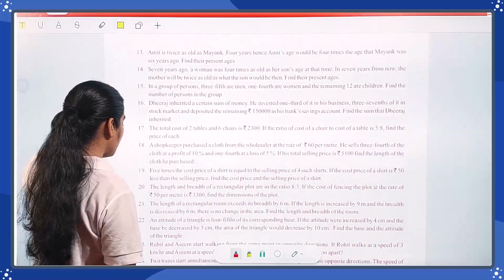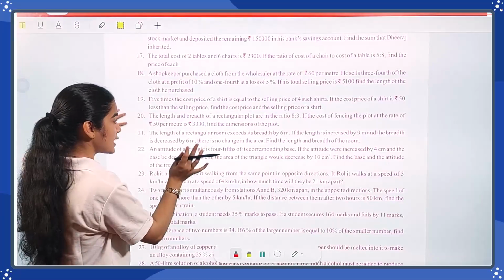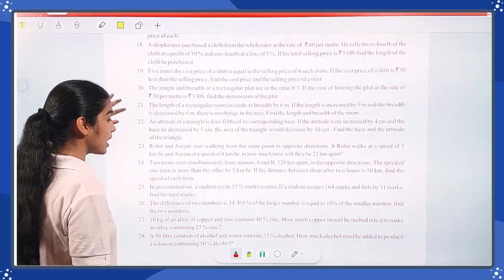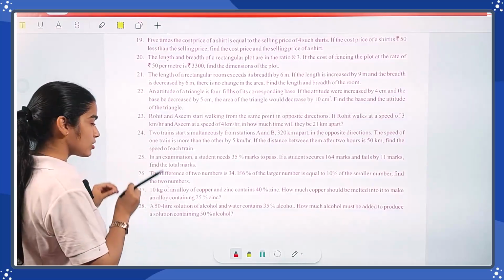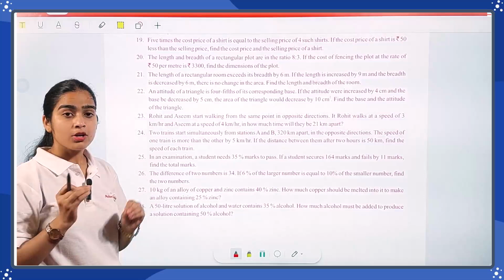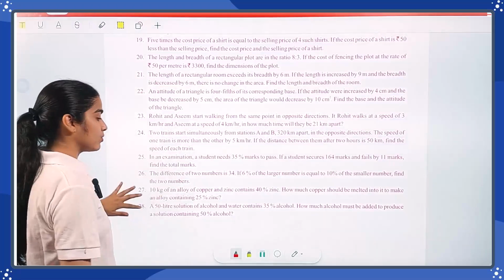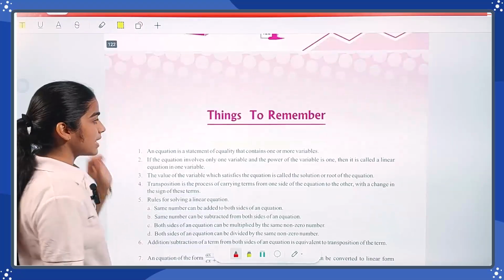Okay, now we have a lot of questions of the same situation and same examples we are doing above. So what you have to do, I already told you how you have to solve it. Just go through your examples and pick some questions in your exercise and try to solve them. So this is the end of your chapter.